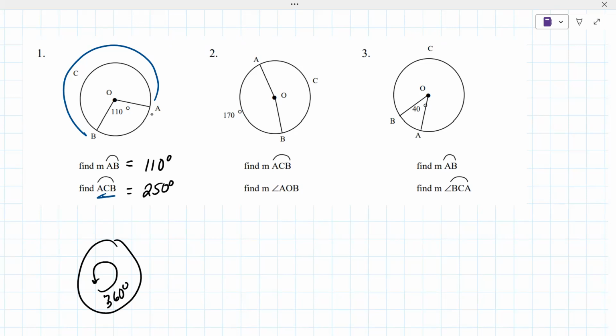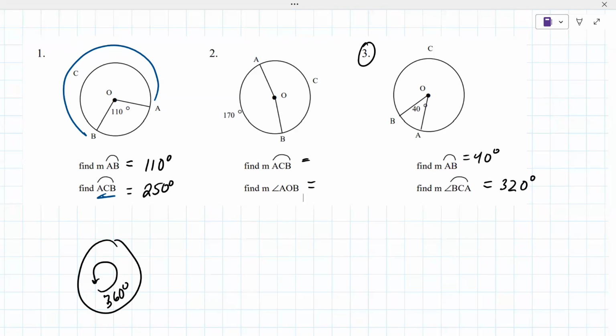So let's have you try number three. Number three is more like number one. So A to B would be 40 degrees. Sorry, degrees. They're gonna ding you on that. That's why I'm bringing it up. Yeah, that's all good. And BCA would be 320 degrees. Very good.